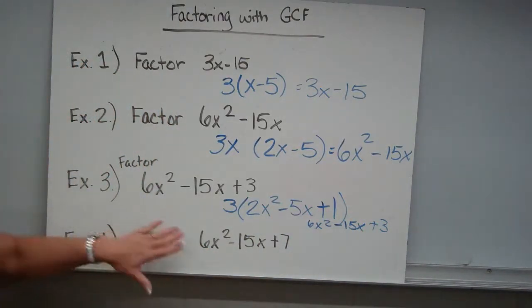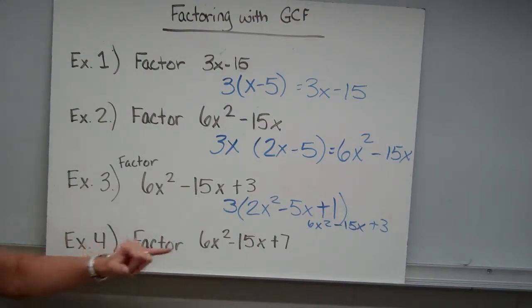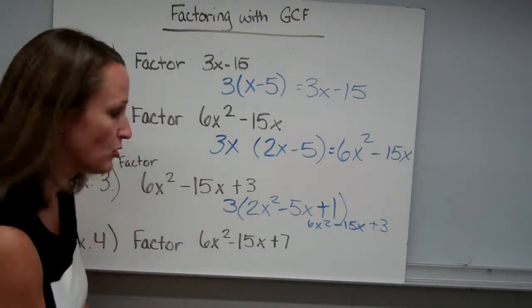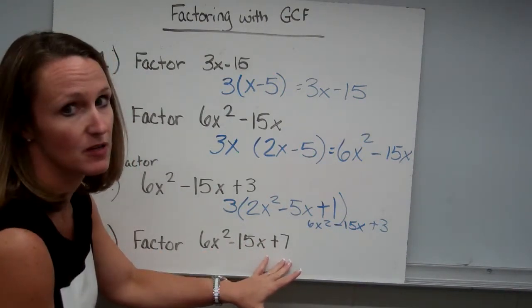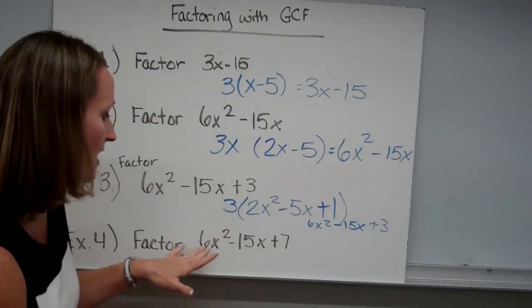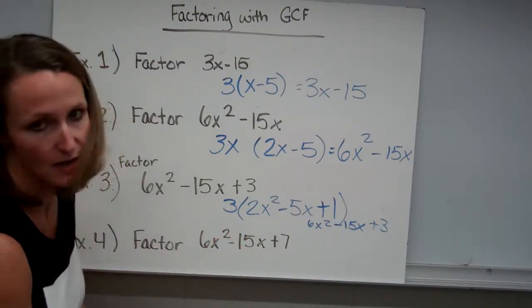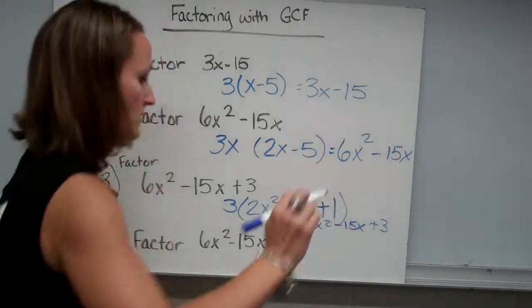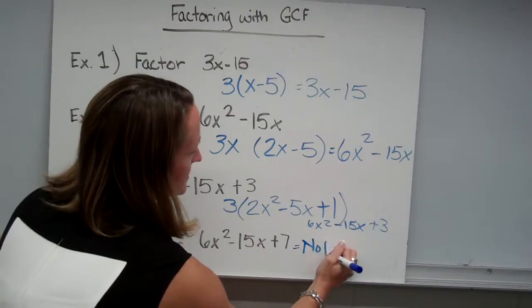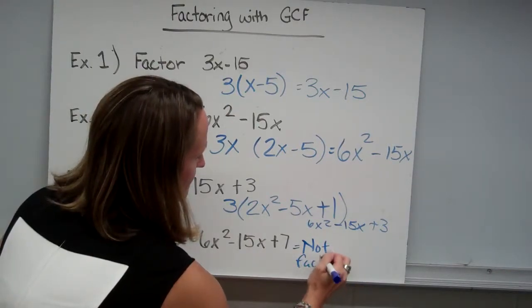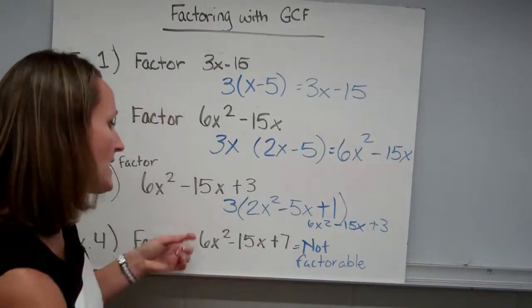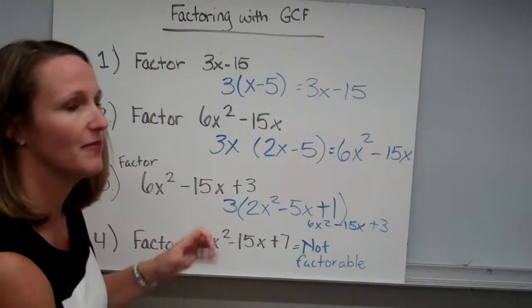Now, occasionally you're going to have a problem like this. So here's my 6x squared and my 15x. Those I can obviously pull 3x out of, but then I have this 7. There's no common factor that I have with 6x and 15x that I can pull out of my positive 7. So in a case like this, we're going to say this one is not factorable. Because in this case, we cannot factor it, at least not at this point in the year.